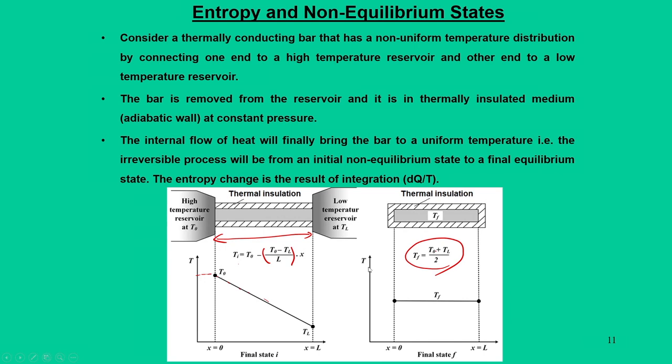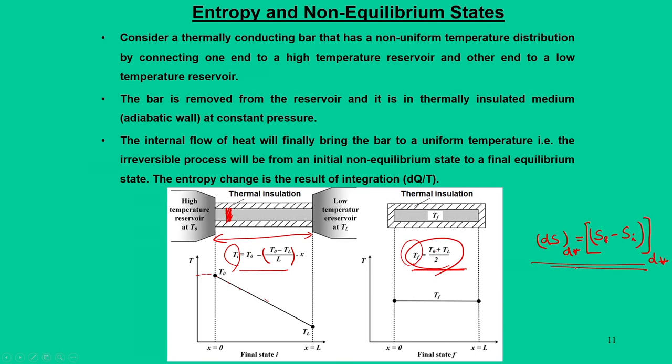Now, for the same problem, instead of looking at the whole bar, we can take a small volume element from this bar, and for this volume element we can evaluate the initial and final equilibrium temperatures and look at the entropy. For this small element we write dS equal to Sf minus Si, final entropy minus initial entropy, and this is only for the small volume element dV. Once we have this small volume element dV, which goes from initial temperature Ti to final equilibrium temperature Tf, the entropy change will be this.